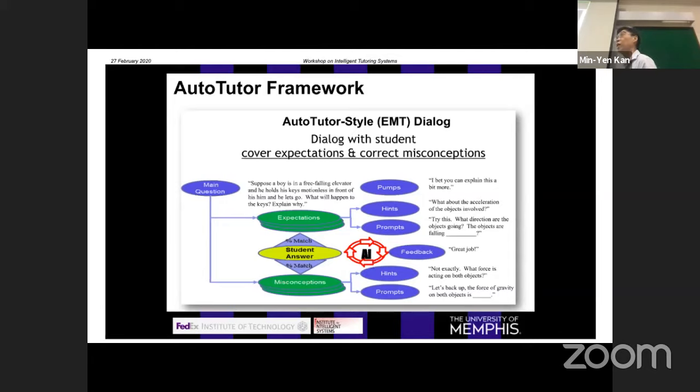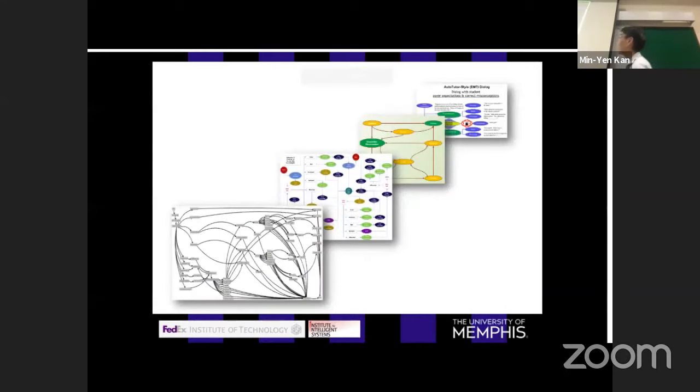AutoTutor has been used in a few different domains. One is on teaching digital computer literacy. One is on electronic circuits. These are the different kinds of curriculum maps that are in AutoTutor in different domains.